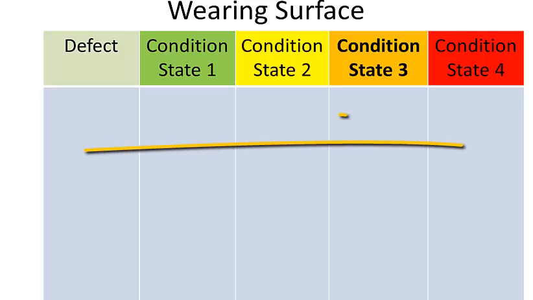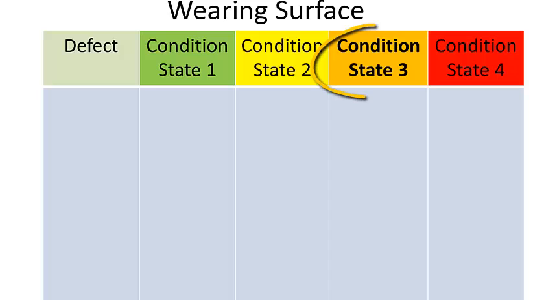As we move from left to right, we move from the green to red, and green is good, the yellow is fair, the orange is poor, and the red is severe. And I've bolded condition state 3 because that's where I'm going to begin discussing defects. And usually if there's distress on the wearing surface, there's a defect.